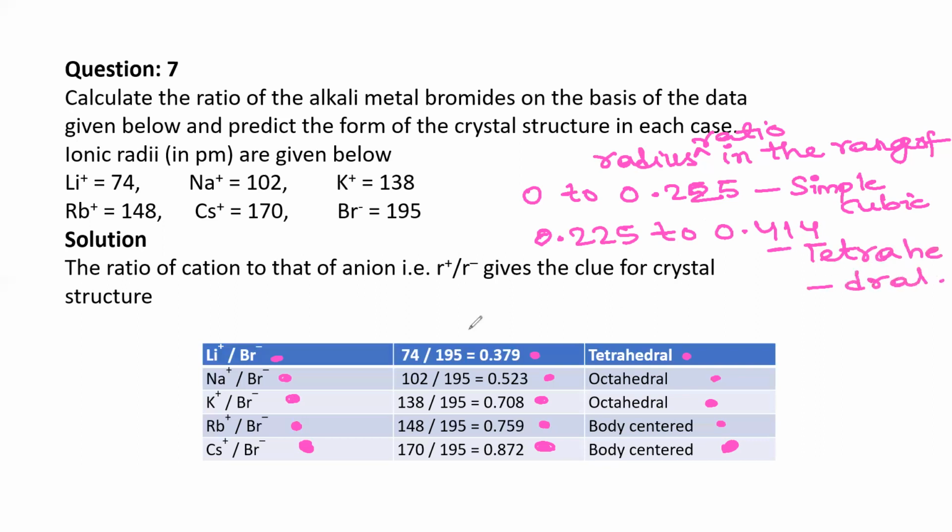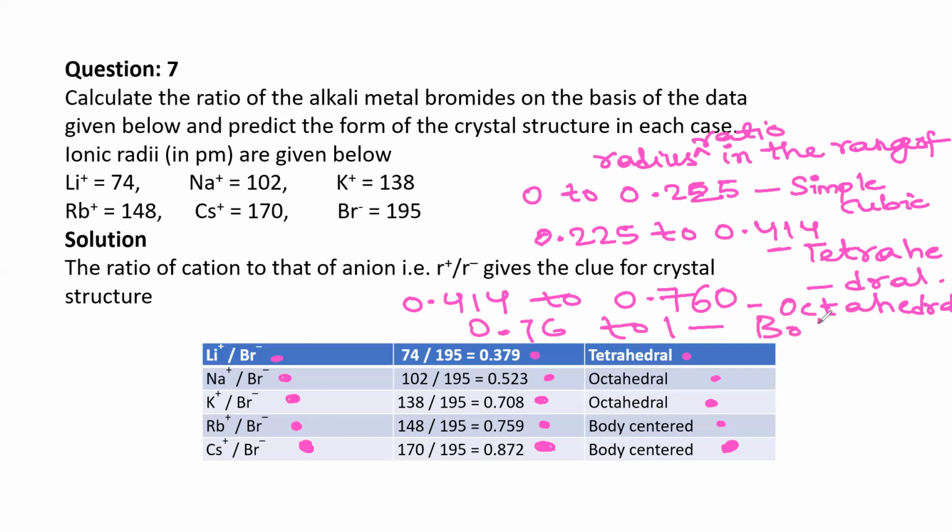And if the radius ratio is in the range of 0.414 to 0.76, it is octahedral. And from 0.76 to 1, it is body centered. So this table is very, very important. These are the range values. So we have the crystal shapes: tetrahedral, octahedral, body centered.